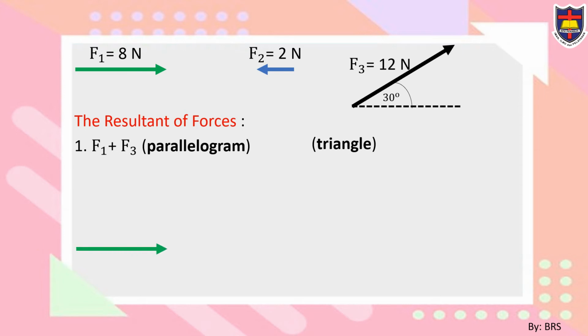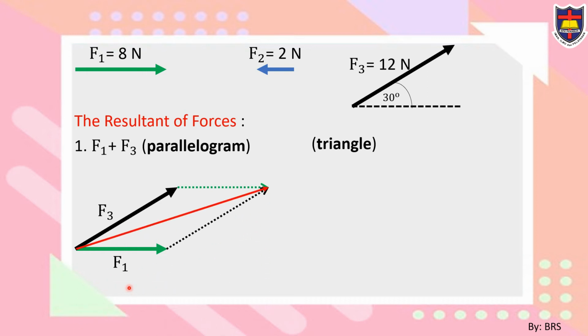Draw the F1 8 cm to the right, and then draw F3 with the tail of F1 to the tail of F3, and the angle between F1 and F3 is 30 degrees, and the length of F3 is 12 cm. Draw the image vector of F1, and then draw the image vector of F3 with the same size and the same direction, and the red and the diagonal line is the resultant.